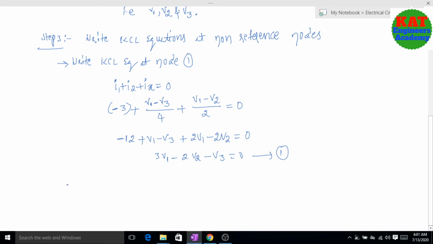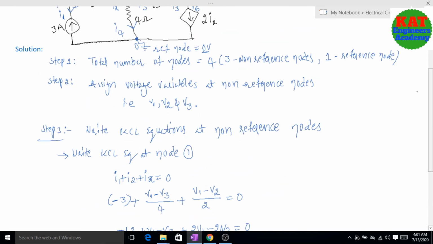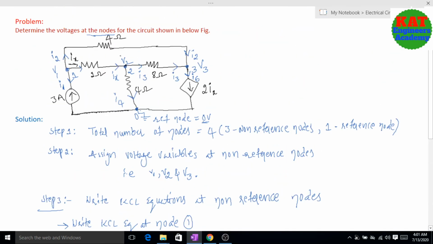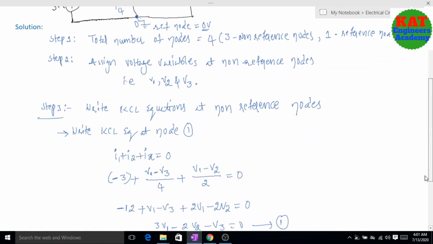Next you go for the second node. Now write the KCL equation at node 2. At node 2, what currents do we have? Here I3 and I4 are the outgoing currents, Ix is the incoming current. You can consider either one positive or negative, but it is better to consider incoming current equal to outgoing current, and finally you will get the answer. So incoming current is Ix, outgoing currents are I3 plus I4.